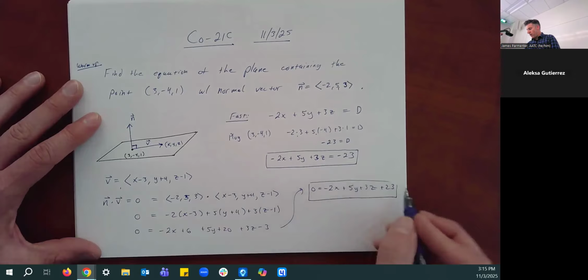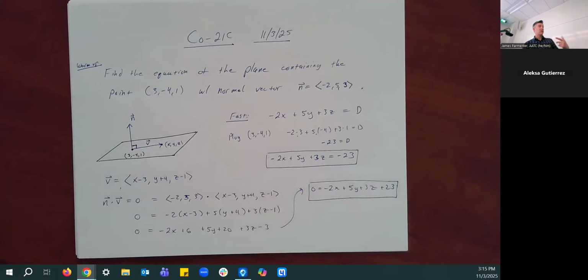So the long way shows better why it actually works the way it works. But then seeing that, you can always say, great, we know the coefficients are just the components of the normal vector, and it'll always work that way. It's kind of cool.